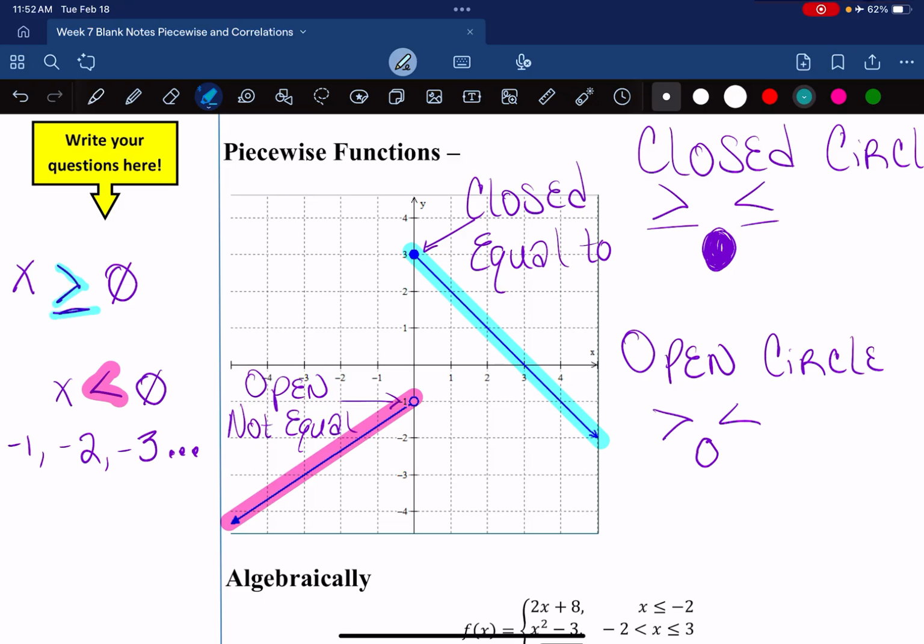And some numbers that could represent that would include the 0, 1, 2, 3, dot, dot, dot. Because it has an arrow at the end and it keeps going forever. So that is just understanding how to read this graph for a piecewise function graph, excuse me.